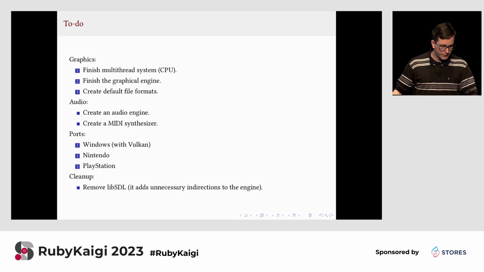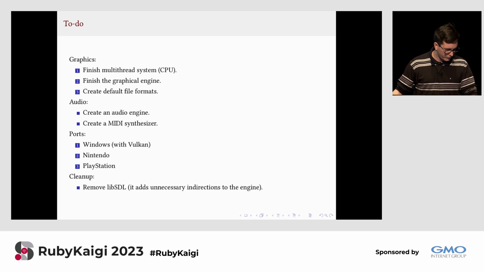Also, I need to create a default file format for the engine. That is how the engine is going to load those images. For now, it's an unstable format. Also, I have to create the audio engine from scratch. For now, I'm using libsdl to do all the audio in the engine. I also want to create a MIDI synthesizer to make it easy to make audio for the game.